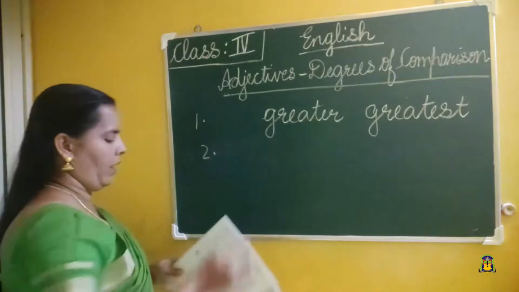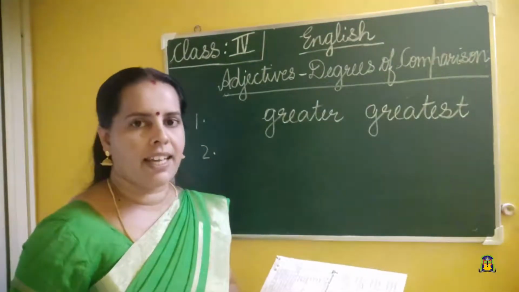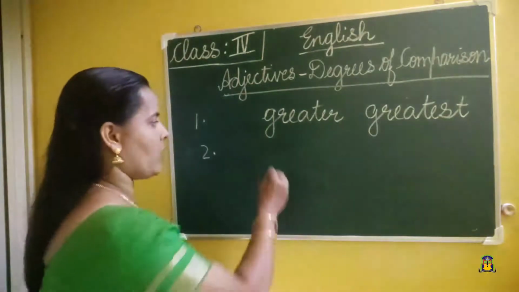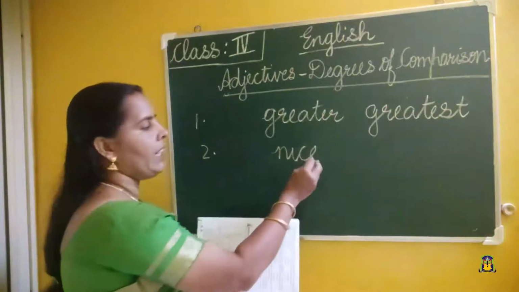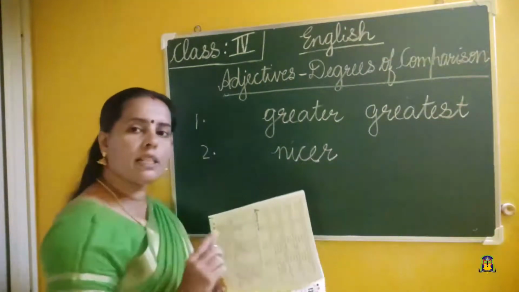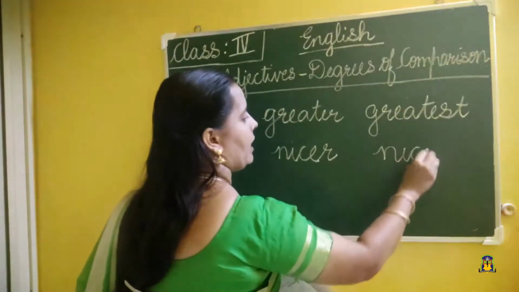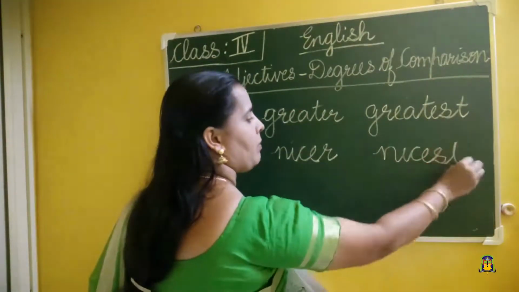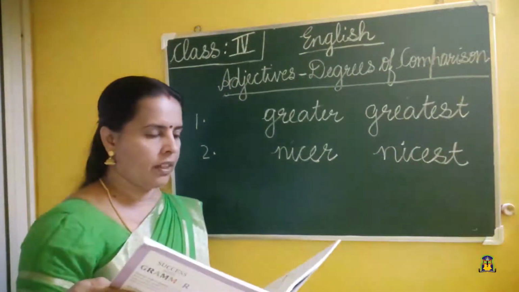Now, second one, nice. Nicer, nicest. Okay, simply adding. If the word ends in E, we should simply add R. Spelling is very important. Okay, nicest, N-I-C-E-S-T. Simply add S-T in the superlative form.